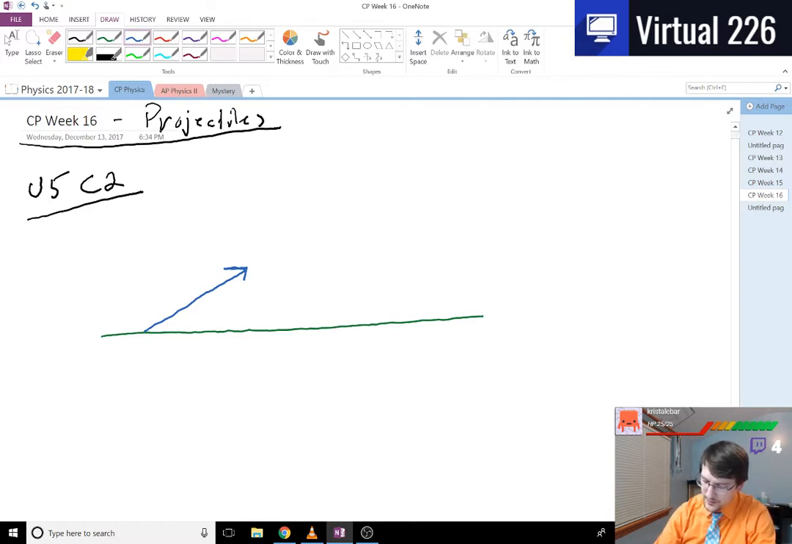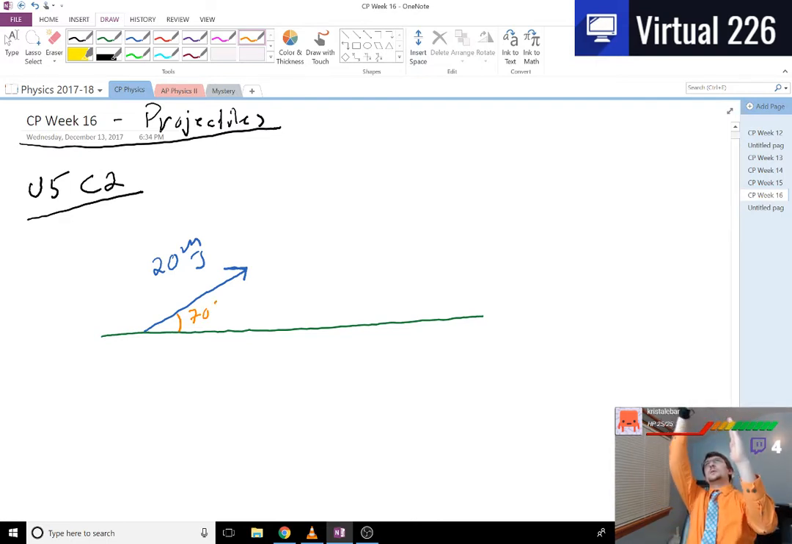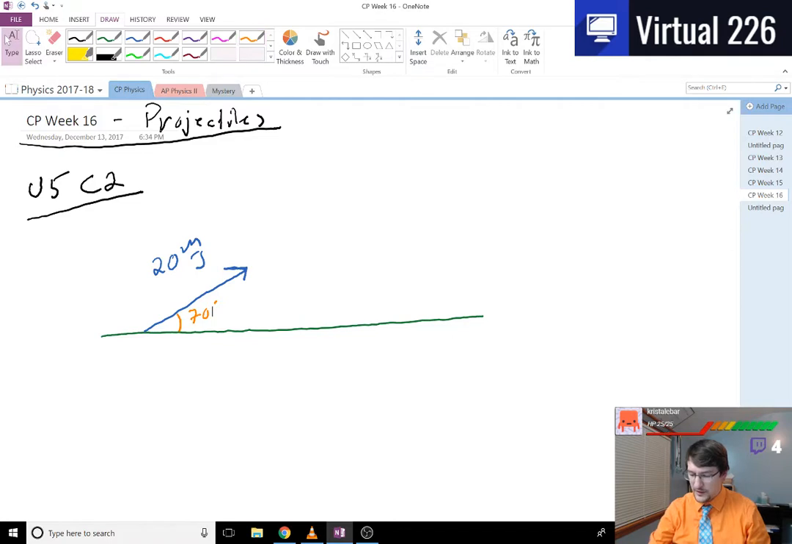Let's say, for example, the launch velocity of the projectile is 20 meters per second. And let's say that I shoot it off, kick it off, whatever, at an angle of 70 degrees. 70 degrees is actually pretty steep. So I know this object's going to be in the air for a pretty long time. And I know that its y velocity is going to be greater than the x velocity here.